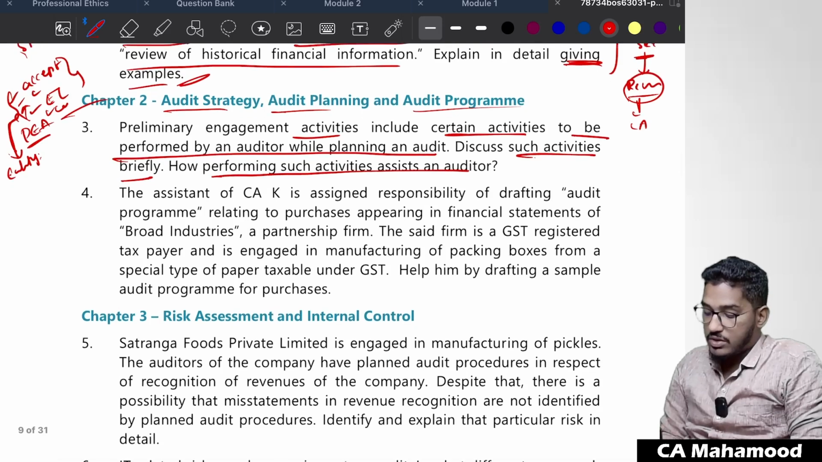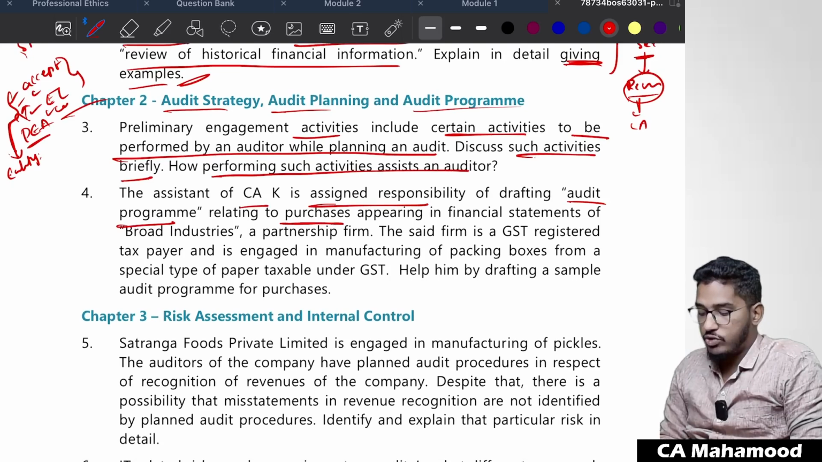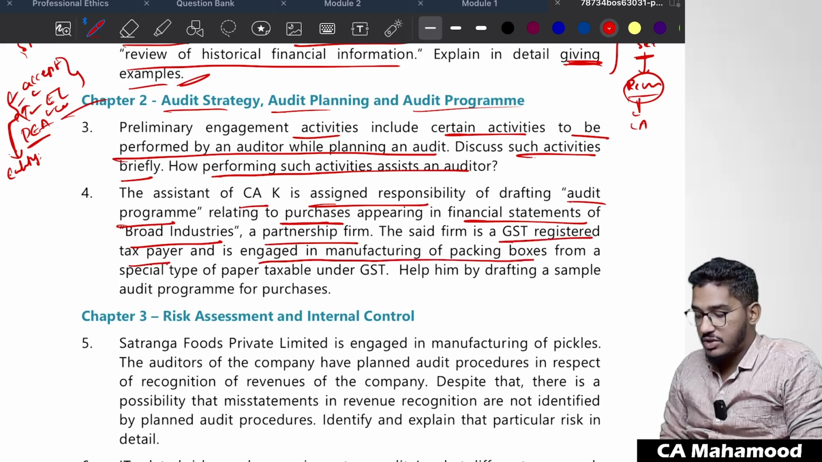Next one. The assistant of CA K is assigned responsibility of drafting an audit program relating to purchases appearing in the financial statements of Broad Industries, a partnership firm. The said firm is a GST registered taxpayer and is engaged in the manufacturing of packaging boxes from a special type of paper taxable under GST. Help him by drafting a sample audit program.